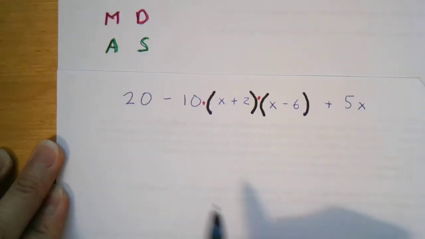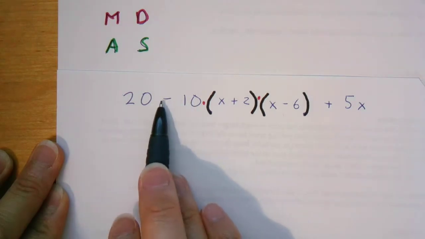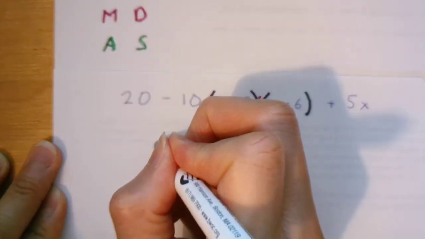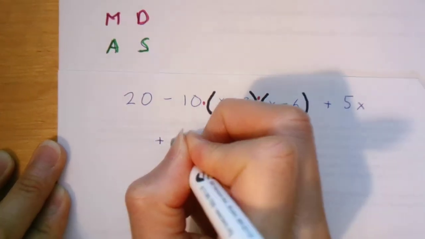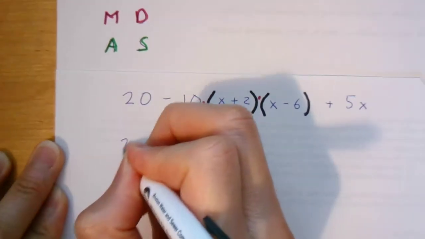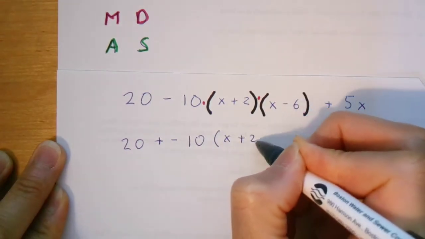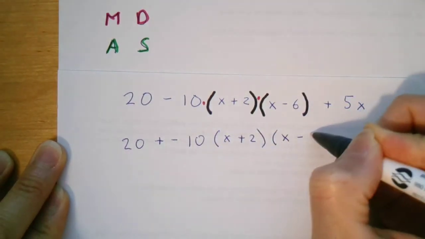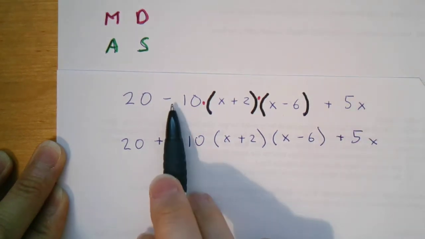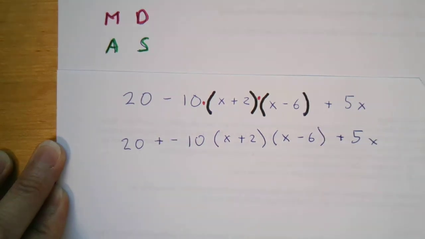So I don't confuse people, I'm going to quickly turn this minus 10 into plus negative 10. So this is the same as plus negative. You do not actually have to do this step. You do not actually have to change the minus into plus negative. I think it's just going to confuse less people.